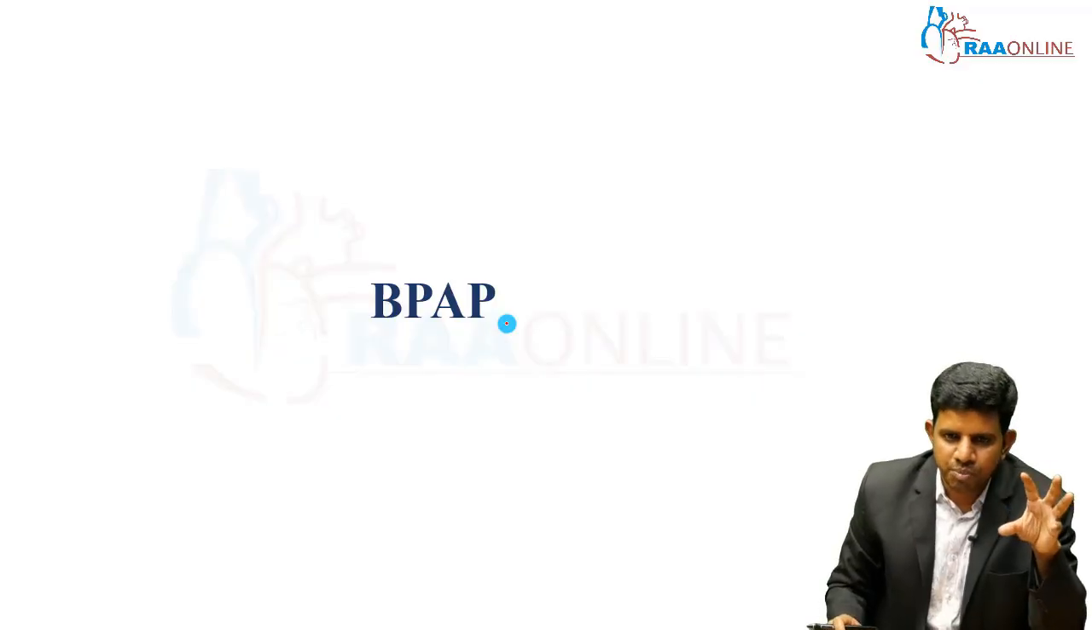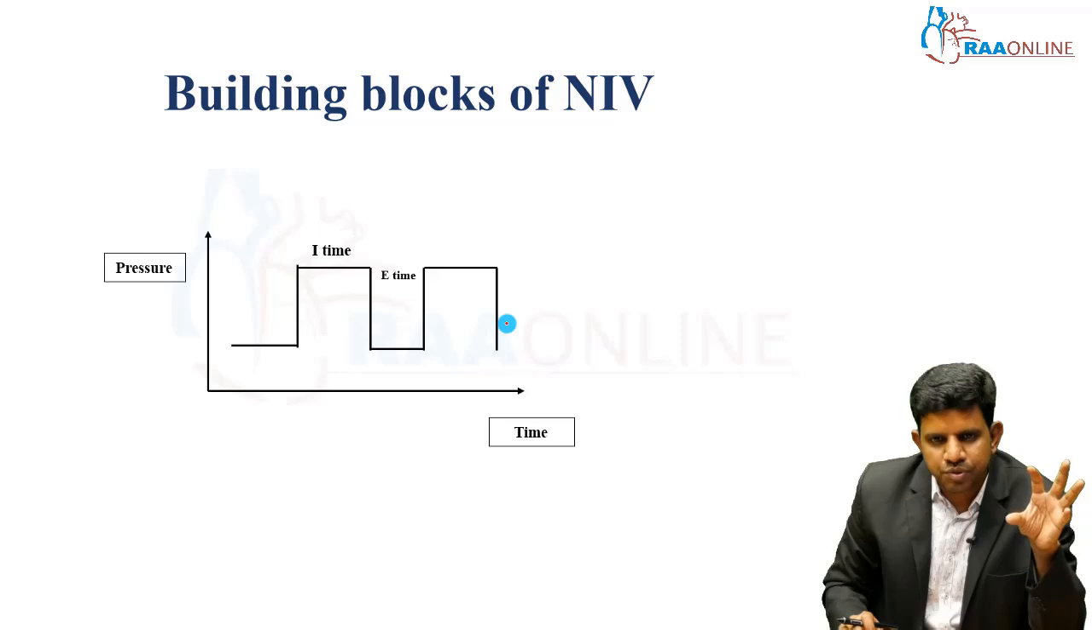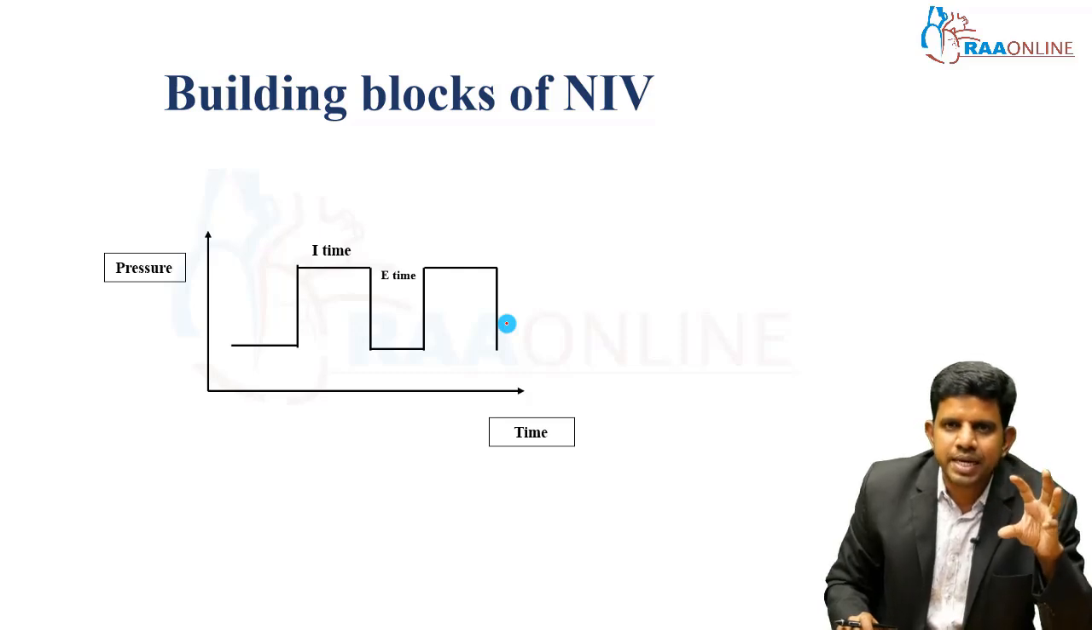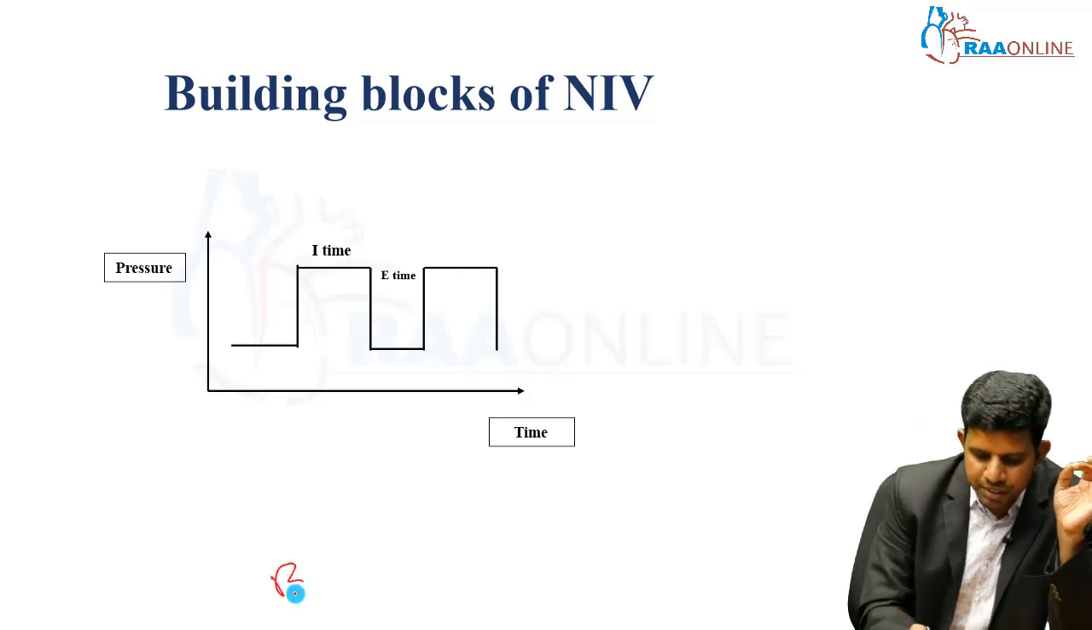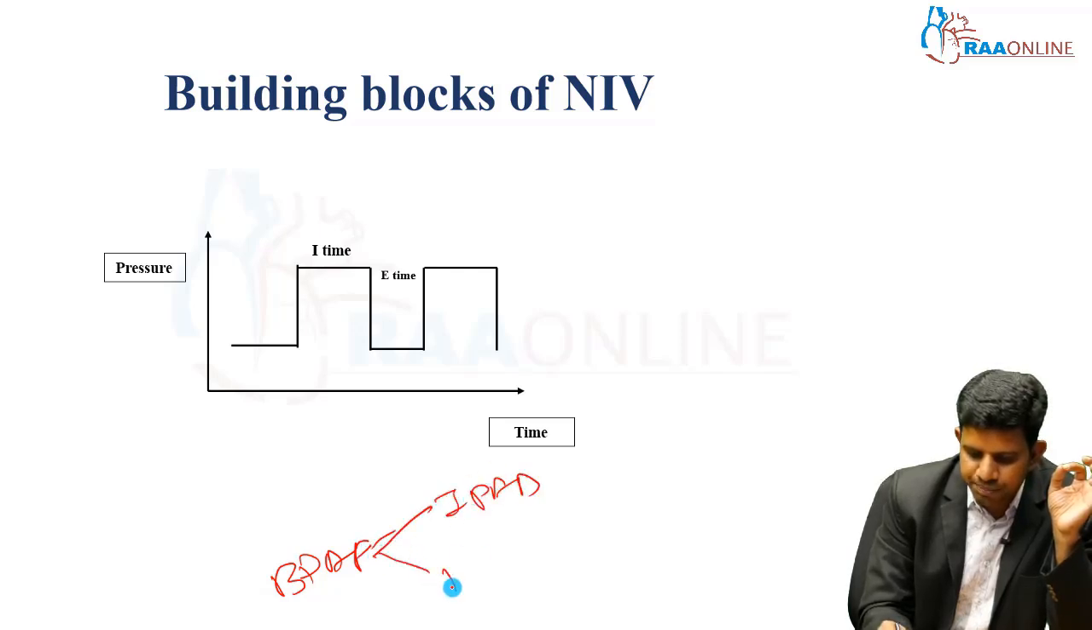Next, we are going to discuss the BPAP. In this first episode, you should know the building blocks of our NIV BPAP machine. Whenever initiating the BPAP, remember that BPAP is bi-level positive pressure. There is one pressure called IPAP, and the other is EPAP.